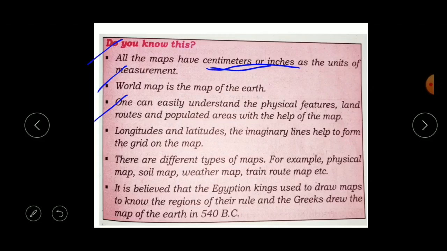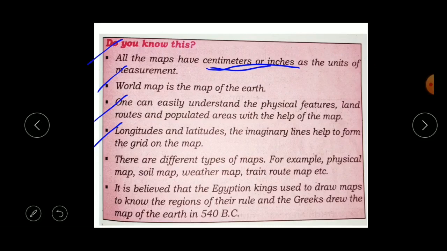Nowadays we are having a pocket map, meaning we are having a mobile. So in the mobile we are having a map. If you want to go anywhere, you just need to type the name of the place, then it will show you where it is on the map, and it will show you the route. Okay, understood, children?